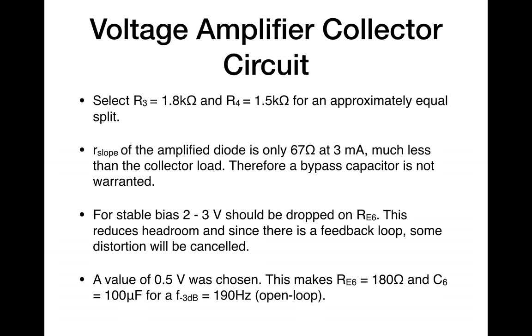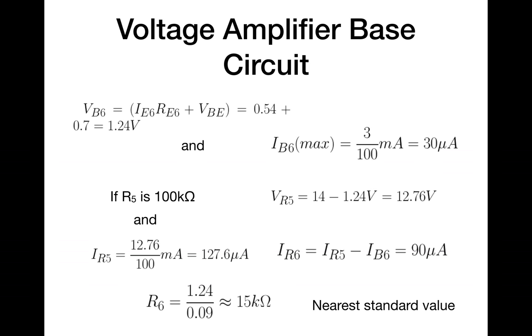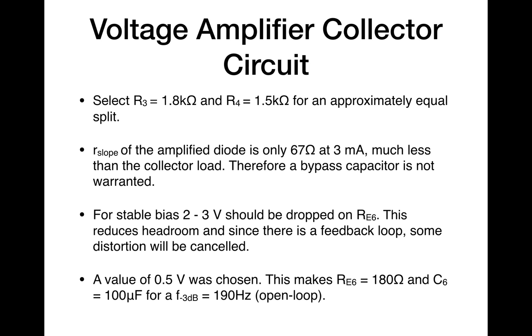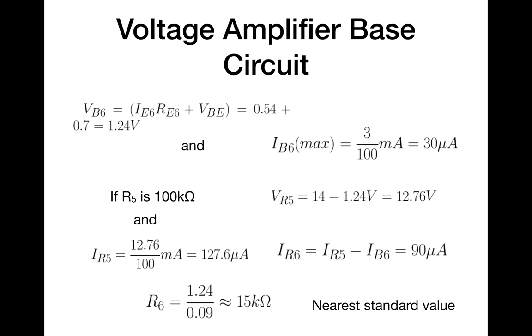So the emitter resistor is only 180 ohms, and the bypass cap that goes with that is around 100 microfarad to give a 190 hertz open loop negative 3 dB roll-off, which will go lower when you close that feedback loop, because the feedback will drop that frequency, and so you actually get better frequency response, but we'll get to that. So the base circuitry, we just did the collector circuit, what the amplified diode's doing and all that.